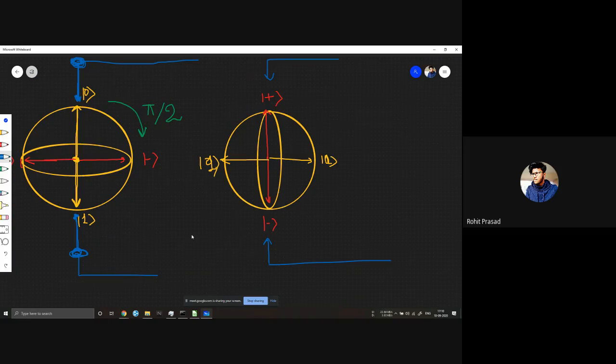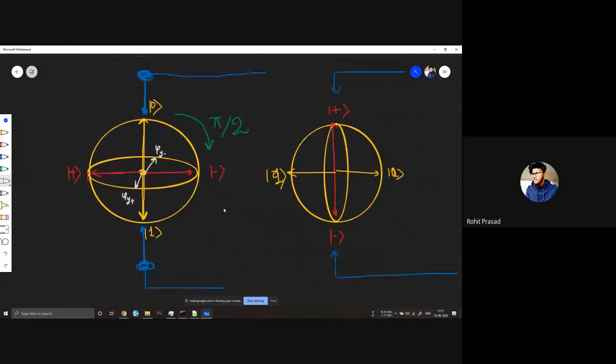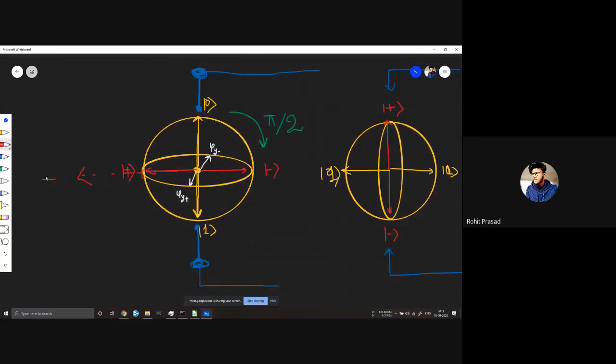For the Z thing, what does it look like? It's something here, psi y plus, and here psi y minus. Imagine psi y plus and psi y minus as your basis for y. So what we did here is this is your x-axis, positive x-axis.